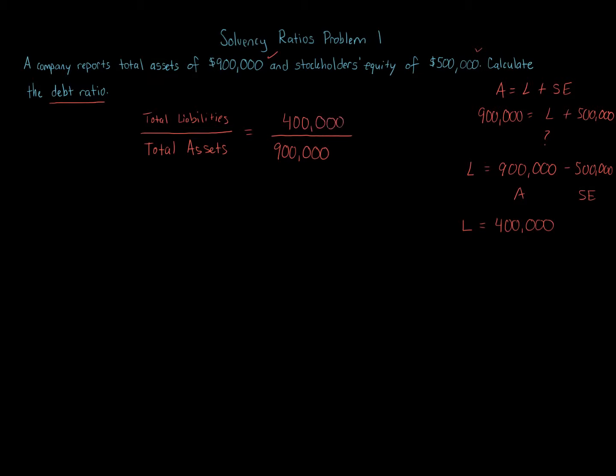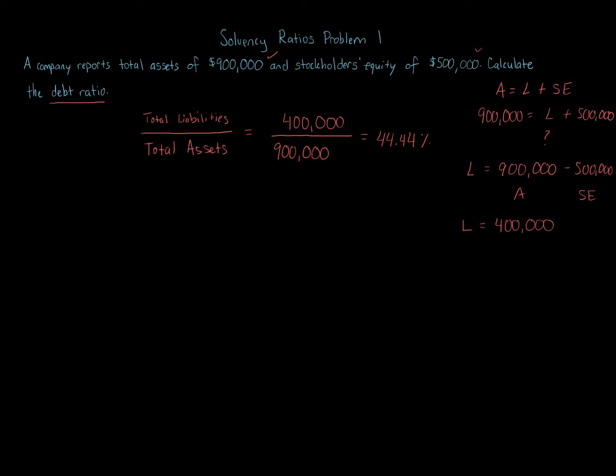So that means the debt ratio here equals 44.44%. Now think about this. You want this number to be as low as possible. You definitely do not want it to be above one. You don't even want it to be more than 50%. The idea is that you're looking at total liabilities compared to total assets, and the lower the number, the more security you have in terms of paying that off.